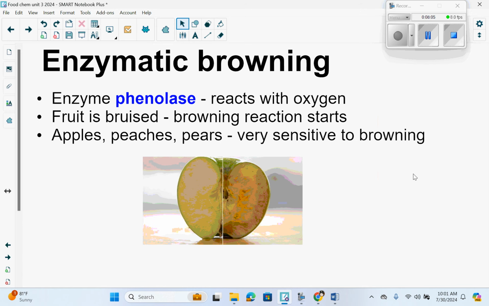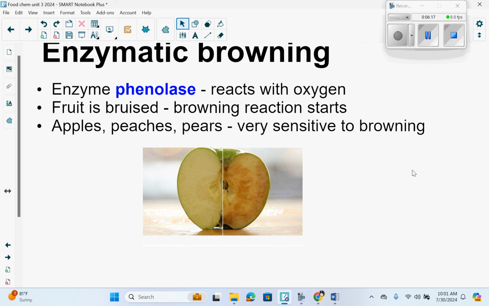Enzymatic browning, the enzyme phenolase reacts with oxygen. Fruit is bruised, right, or bumped, whatever, the browning reaction is going to start. Apples, peaches, and pears are very sensitive to browning.